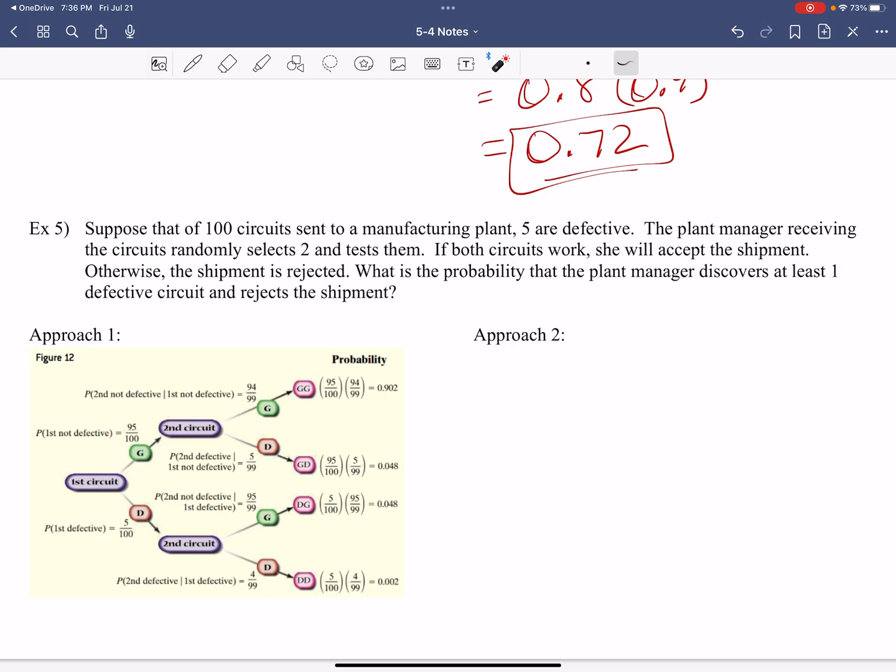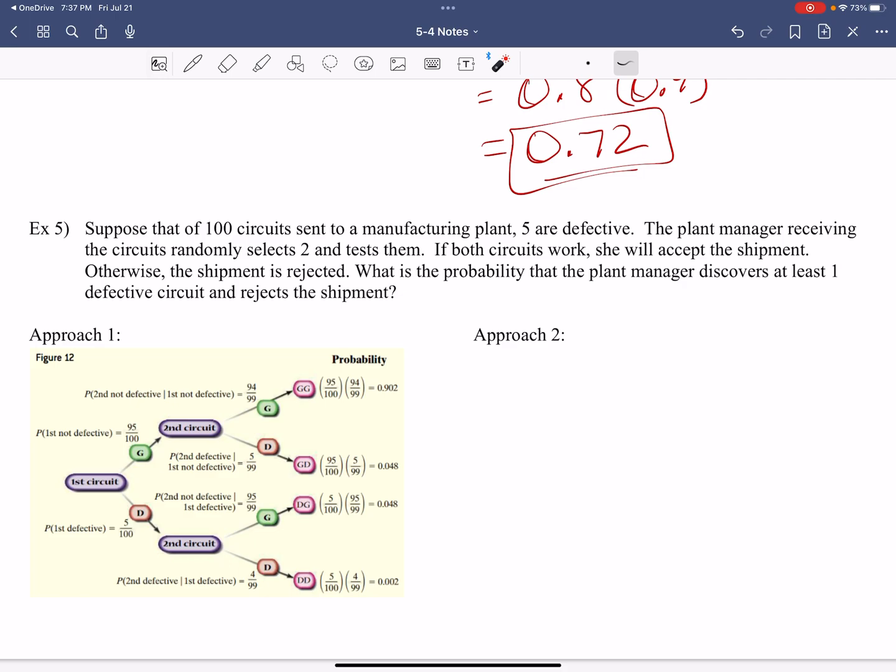All right, now let's check this one out. Suppose that of 100 circuits sent to a manufacturing plant, 5 are defective. The plant manager receiving the circuits randomly selects 2 and tests them. If both circuits work, she will accept the shipment. Otherwise, the shipment is rejected. What's the probability that a plant manager discovers at least 1 defective circuit and rejects that? All right?